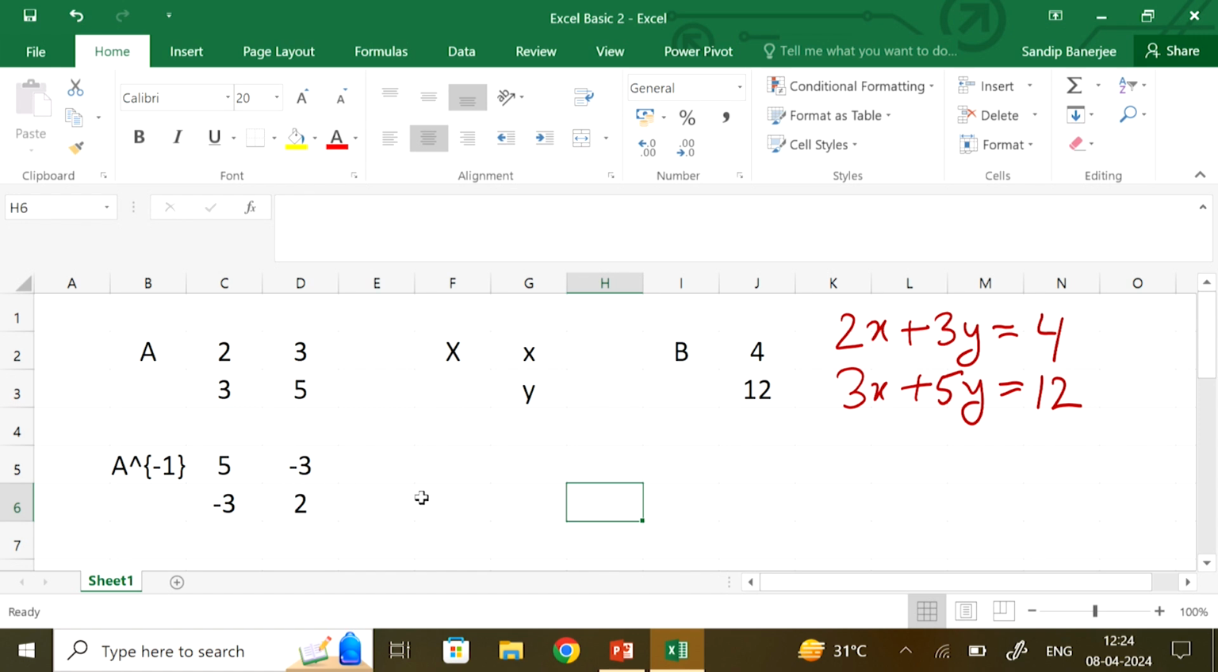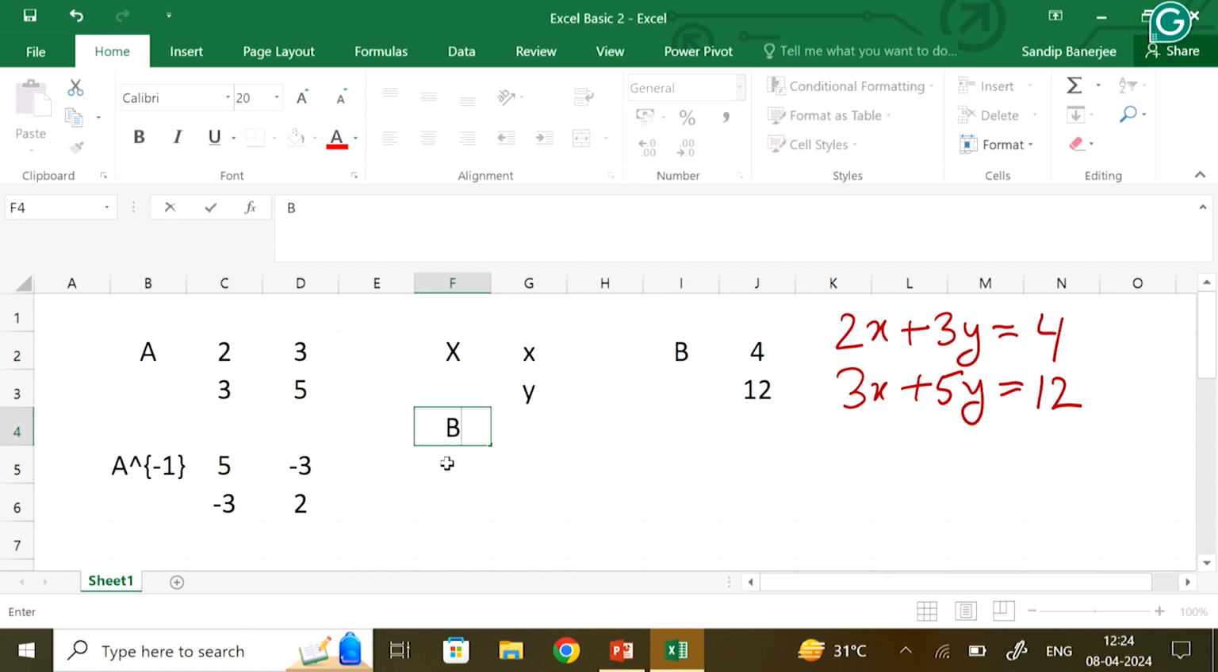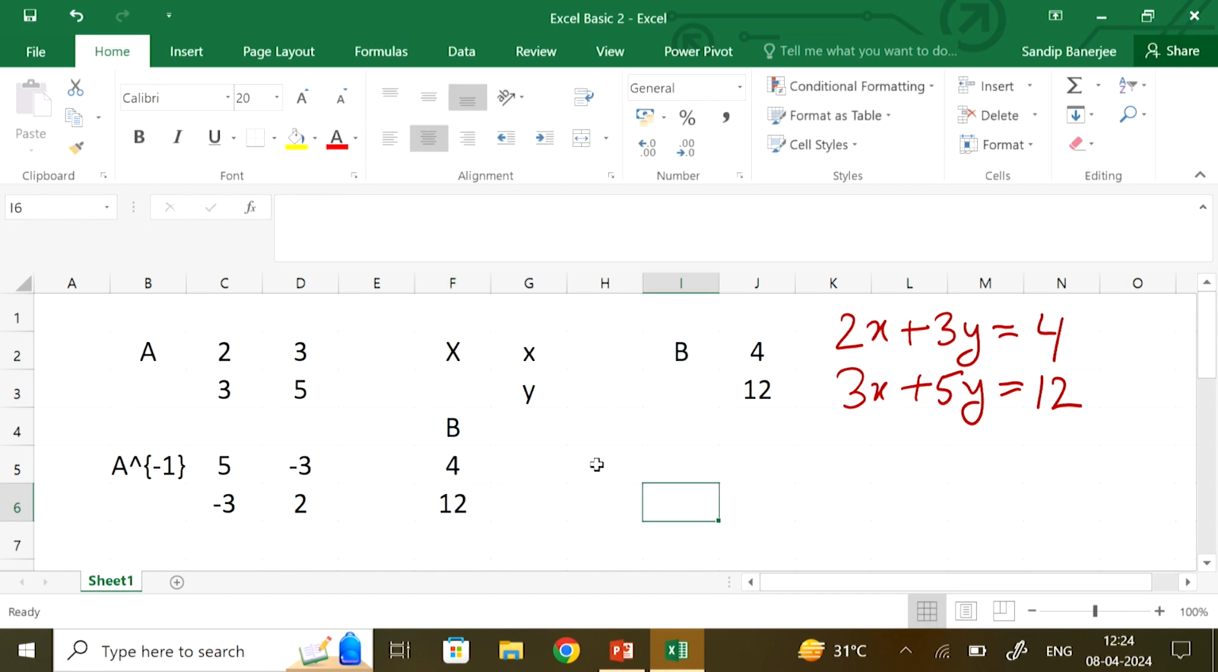So, once you get A inverse, then I have to multiply it by B. So, I rewrite my B here. It does not matter where. So, I put 4 and 12. This is my x and y. So, it will be A inverse times B.